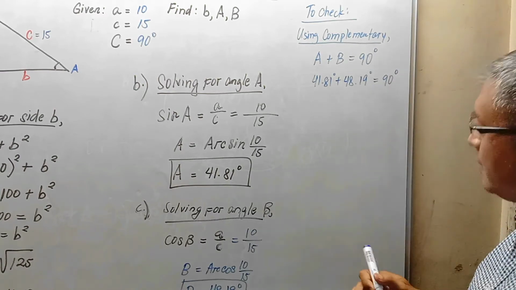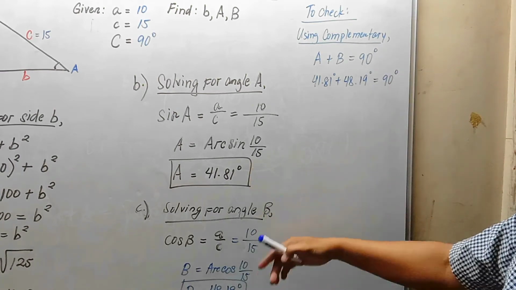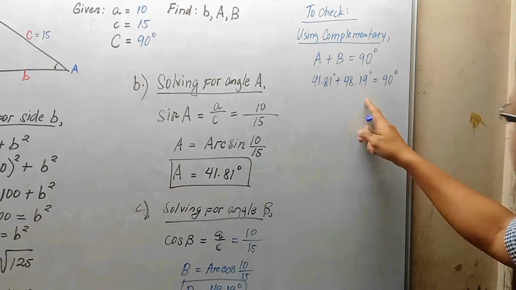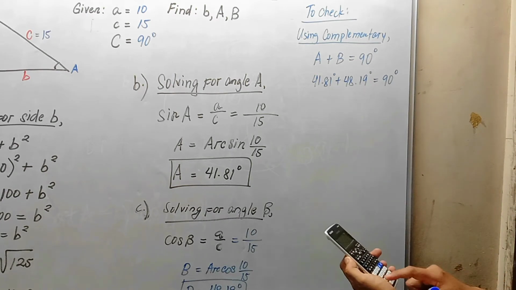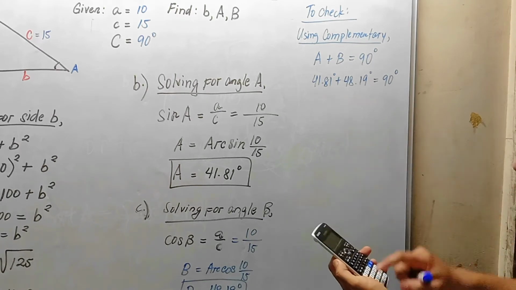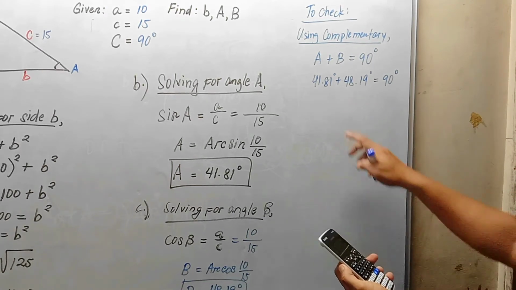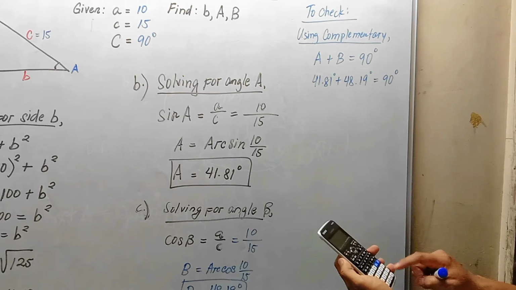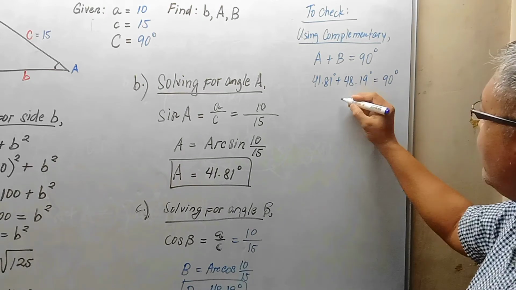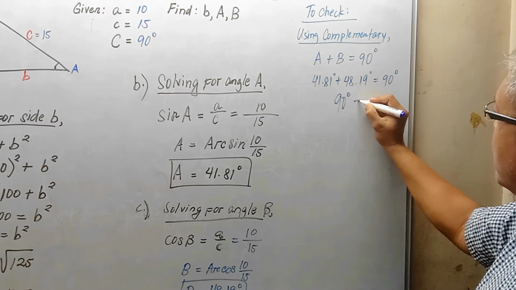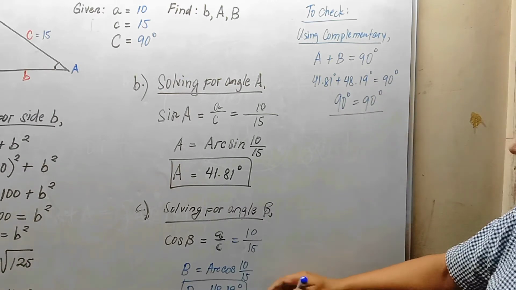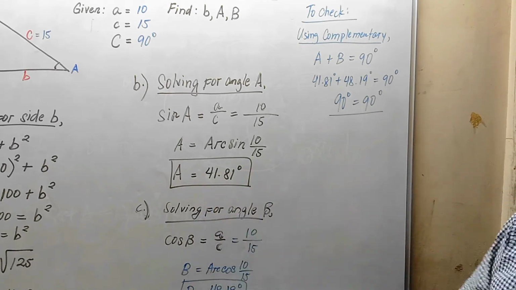90 degrees. So we need to check whether these two values are equal to 90 degrees. Okay, so the summation of these two angles, 41.81 plus 48.19 equals 90 degrees. Okay, so they are equal. So meaning to say, our answer for angle B and angle A is correct, guys.